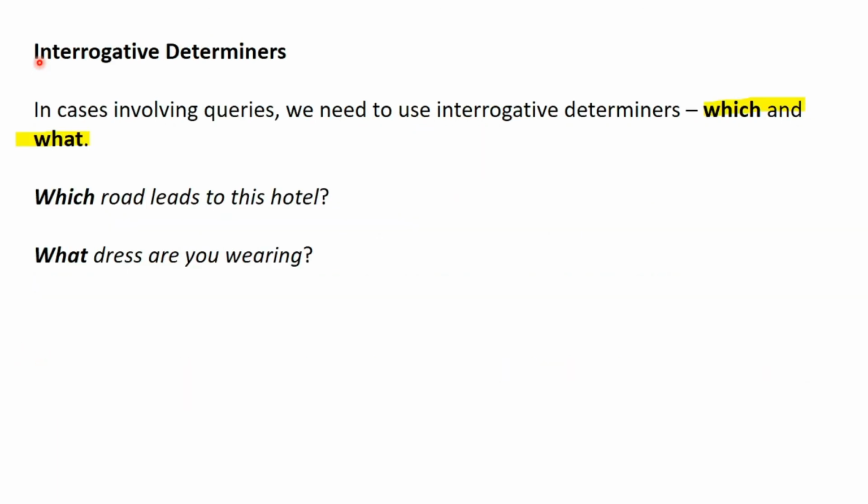Lastly, we have the category of interrogative determiners. Interrogative determiners which and what are used to modify noun phrases in interrogative sentences. As in this example, which road leads to this hotel? So I'm asking for the road that leads to that hotel. Now which is modifying the noun phrase road.